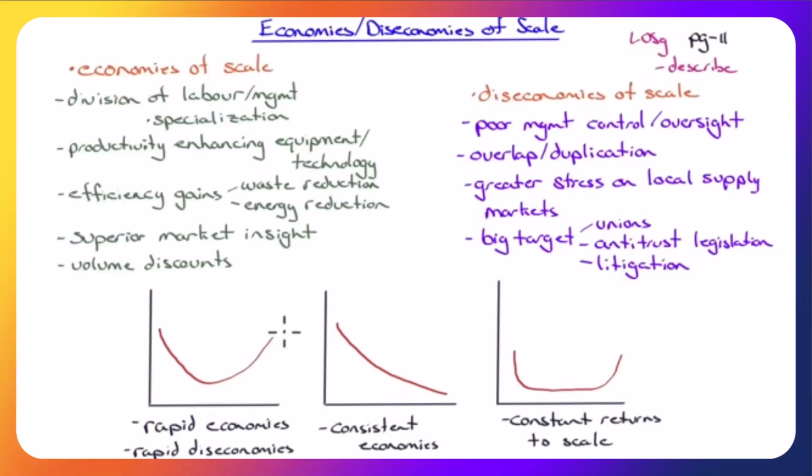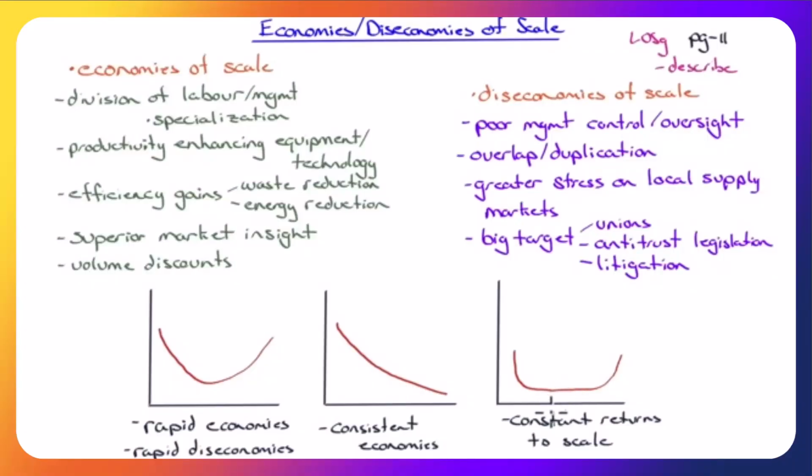Let's look at 3 different curves at the bottom here, just in case we're thinking that all industries experience economies of scale to a point and then diseconomies of scale. That may not necessarily be true. Some industries may be characterized by a curve that looks like this, where there are rapid economies of scale up to a certain point in size and then rapid diseconomies of scale. Others may not experience any diseconomies of scale, so the larger they get, the more economies of scale accrue to them.